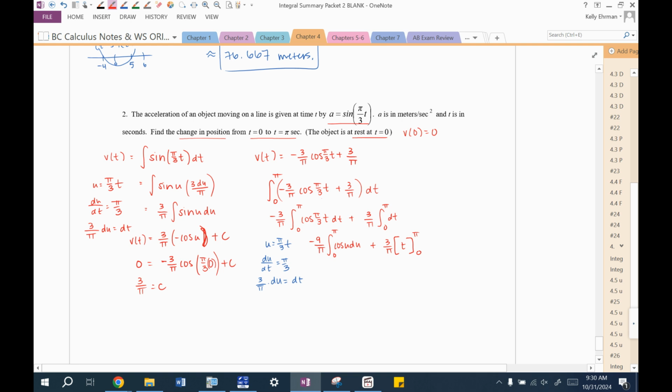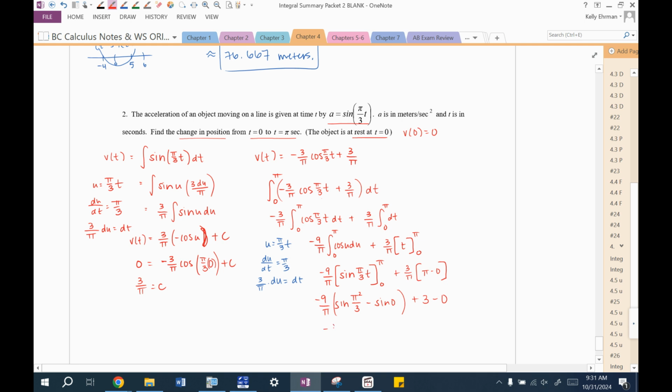I did not change my bounds because I'm just going to turn around and put this in. So negative 9 over pi times sine of what's u? Pi over 3t from pi to 0, plus 3 over pi minus 0. Now, we're not going to be able to find exact answers for this. Negative 9 over pi, this is going to be times sine of pi squared over 3 minus sine of 0, plus 3 over pi times pi is 3 minus 0.